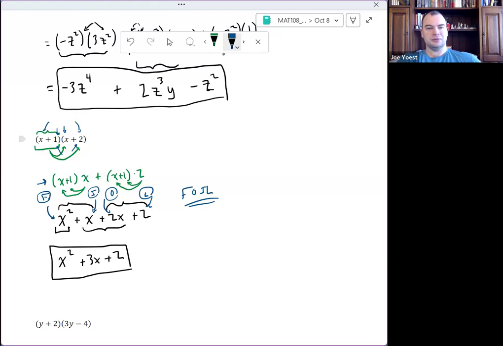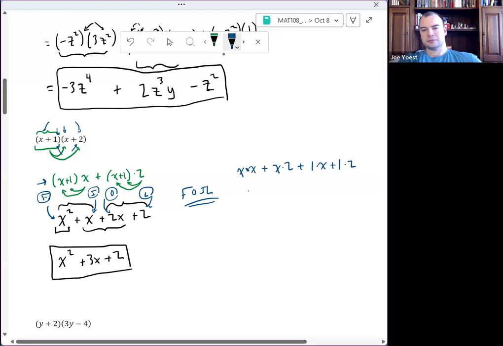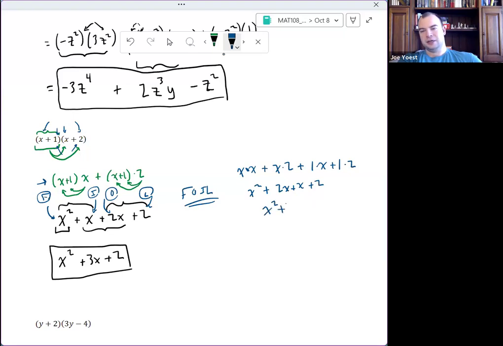This one does. It's a binomial times a binomial. It's a parentheses with 2 terms multiplied by another parentheses with 2 terms. So we can multiply our firsts, our outers, our inners, and our lasts. Well, that's x squared plus 2x plus x plus 2, or x squared plus 3x plus 2.